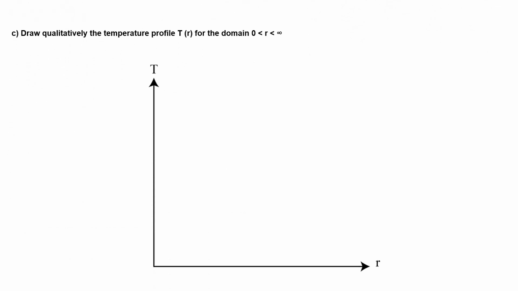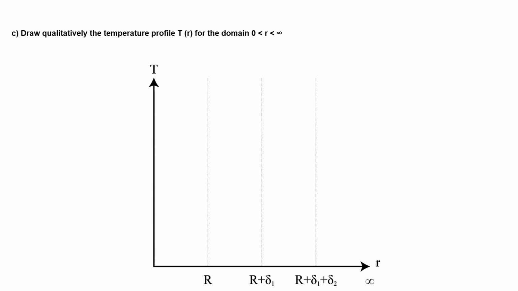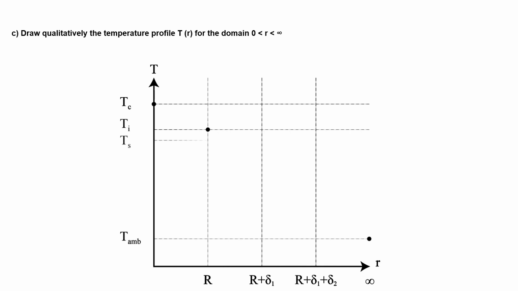In this task, we were asked to draw the temperature profile from the center of the tank towards infinity, and the first step will be defining all interfaces that we have. Then we can sketch the maximum temperature Tz and the minimum temperature T ambient. Then we can draw the temperature at the interface, which is just below the temperature of the milk. The next temperature will be Ts, which is really close to Ti as calculated before, and this is due to the good thermal conductivity of the steel layer.